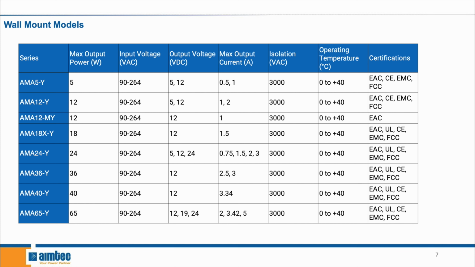And then on the right, you have the different certifications that our adapters are going to be coming with. So in most cases, we're going to be looking at EAC, CE, EMC, and FCC.